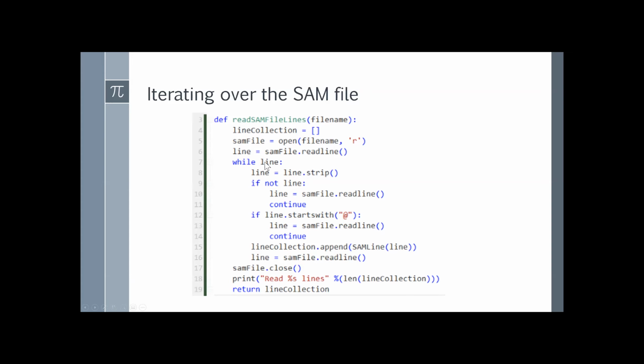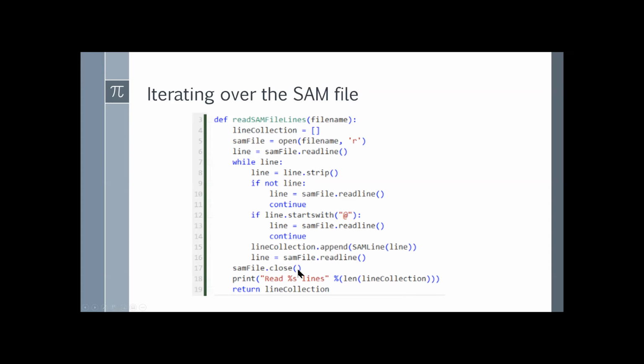Assuming there's something left after I strip the line, it'll then perform this check where it's saying if the line starts with the @ symbol, then read the next line and continue, because those lines that start with the @ symbol are headers and we don't care about them right now. So it'll go back up here. But assuming there is something on the line besides non-printing characters, and assuming the line doesn't start with the @ symbol, the next thing it's going to do is append onto this line collection a SAM line object containing the line. It's going to read the next line from the file just as before and go back up to the beginning.